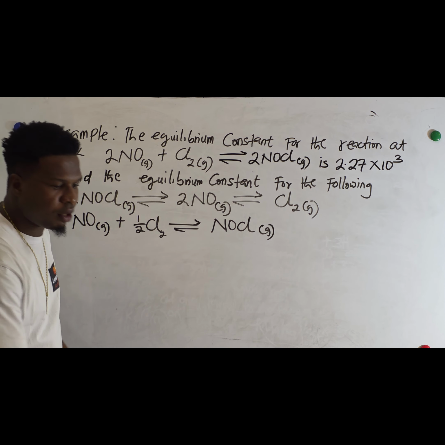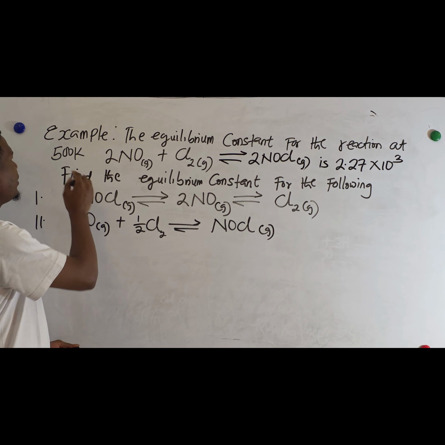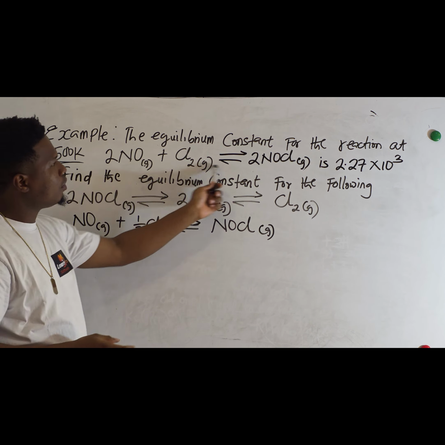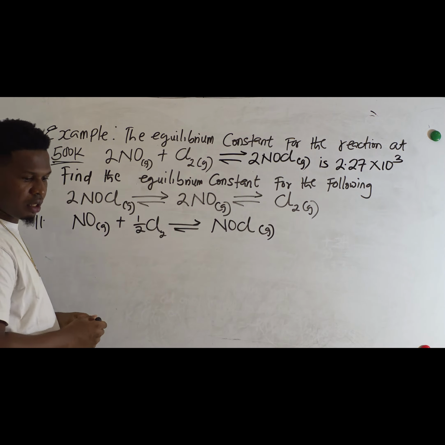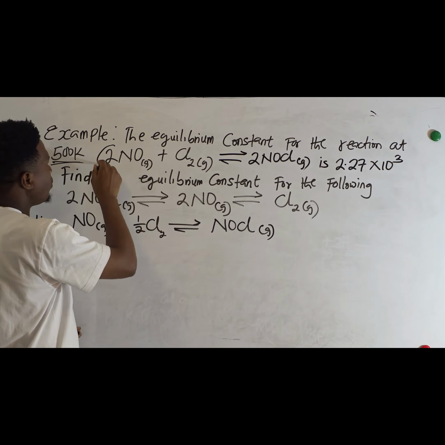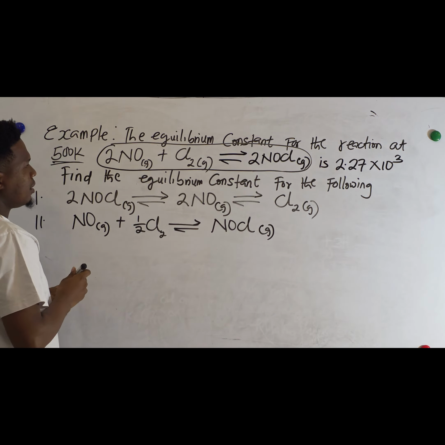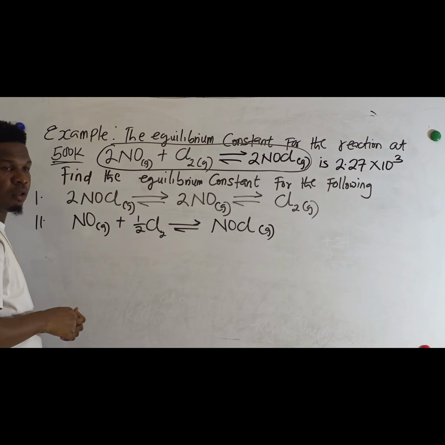Look at the questions on the board. Okay. Now, they said, for example, the equilibrium constant for the reaction at 500 Kelvin, which is the equation here, is, look at the equation, this is the equilibrium constant for this reaction. Now you are being asked to find the equilibrium constant for the following reaction on the board.